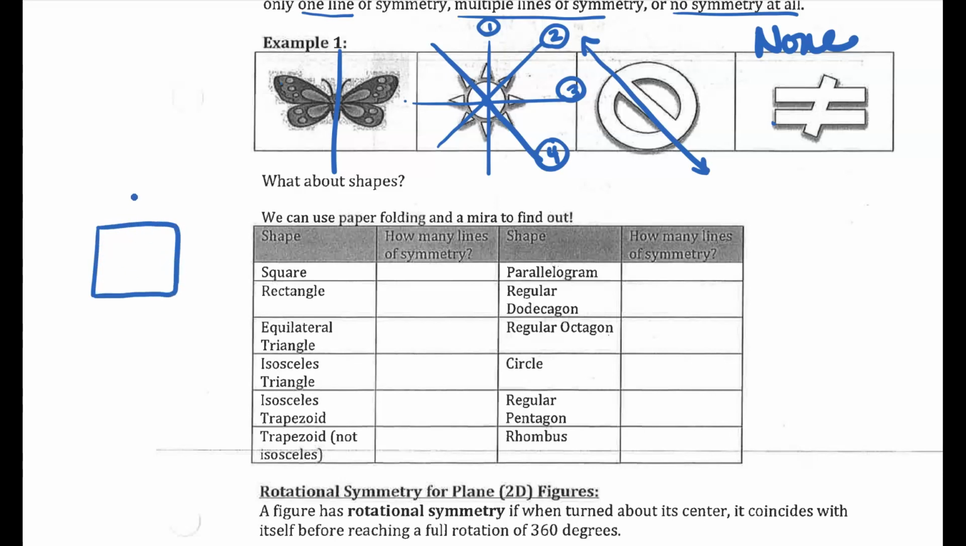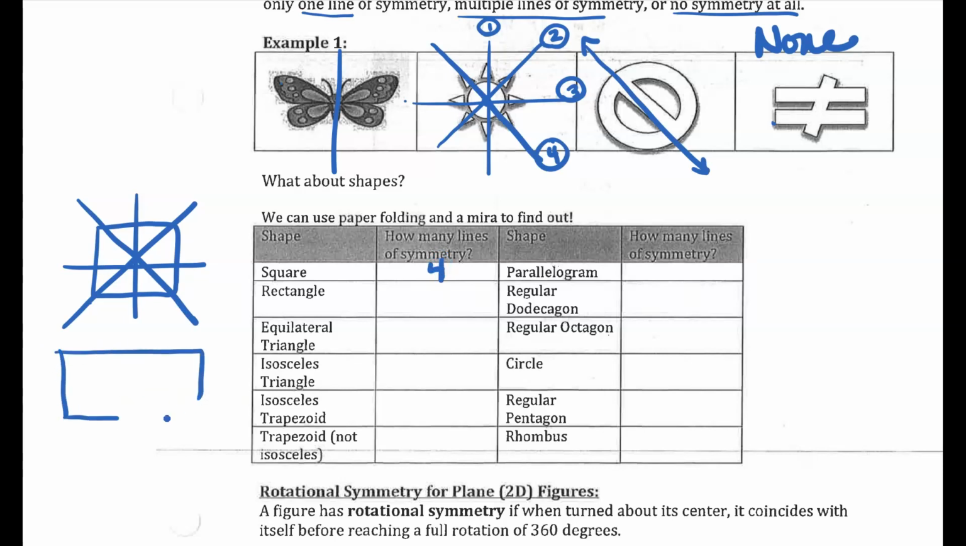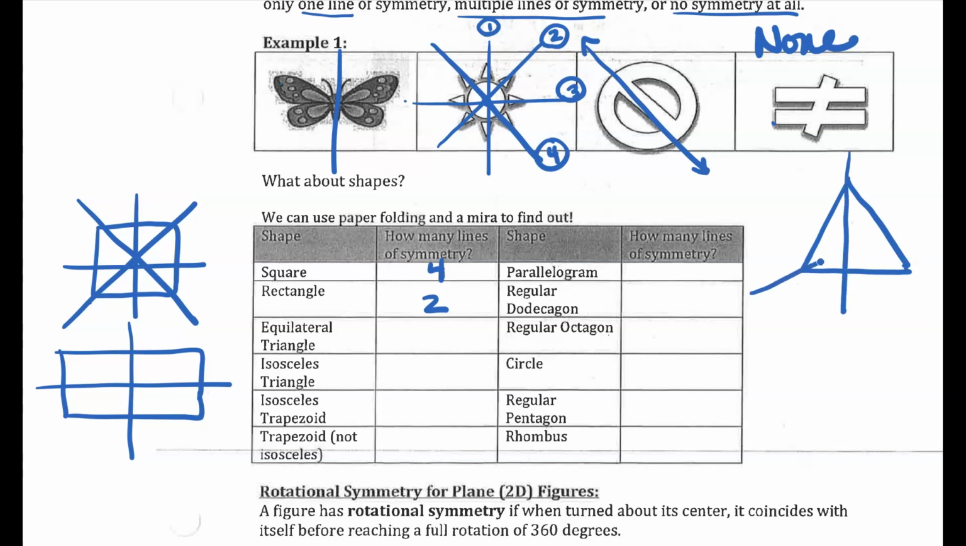And it looks like there's 1, 2, 3, and 4. So there are 4 lines of symmetry on a square. Rectangle, we could just do a quick sketch, and there's 1, 2 lines of symmetry on a rectangle. Equilateral triangle, we could even probably draw that one. Remember, this is a triangle with 3 equal sides, so they're the same length. So you could fold it this way, this way, and this way.